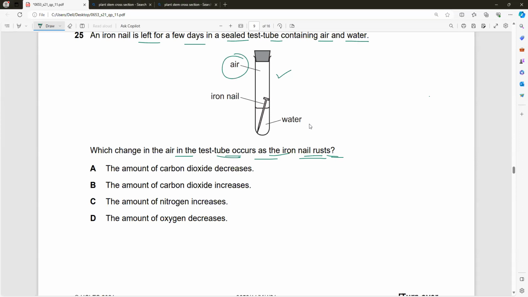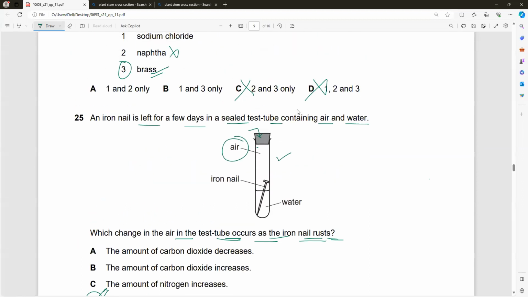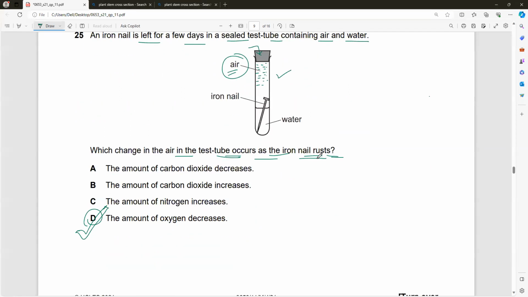The amount decreases, correct, guys? After corrosion, there is no oxygen because it is tightly packed. So the amount of oxygen decreases. This is a very good question. If it is sealed for a few days, the air contains oxygen, carbon dioxide, nitrogen and all. Carbon dioxide and nitrogen are not required for corrosion. Only oxygen is required. Once it corrodes, the oxygen is in the form of product now, so no oxygen is available in the air. So the amount of oxygen decreases. That is what you have to remember. Clear, everybody? Please respond, all of you?